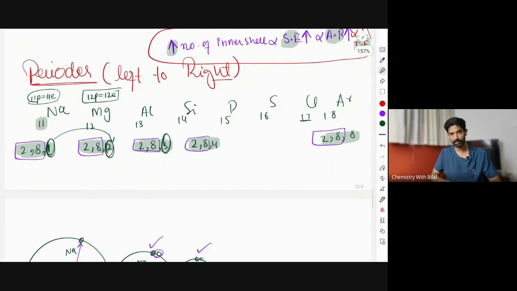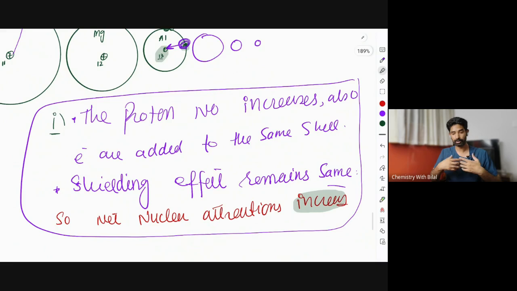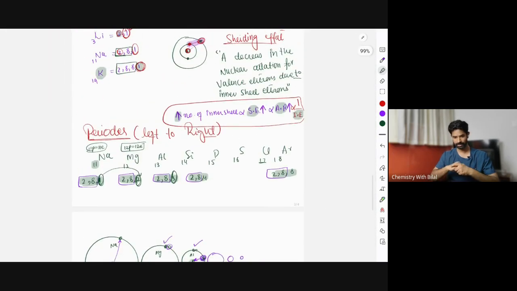In the periods, atomic radius decreases because as you go across the period, the proton number increases, so does the number of electrons, which are added to the same outer shell. Shielding remains the same. All these three factors make net nuclear attraction stronger. So as you go across, nuclear attraction increases, because of which the outer shell gets closer to the nucleus, and atomic radius decreases. Any question? Yes, please.